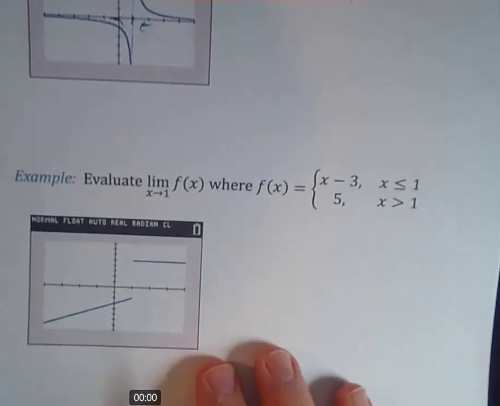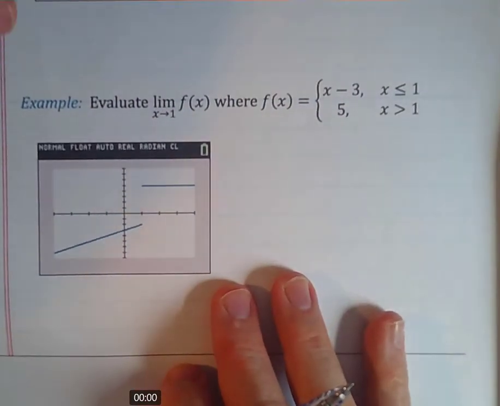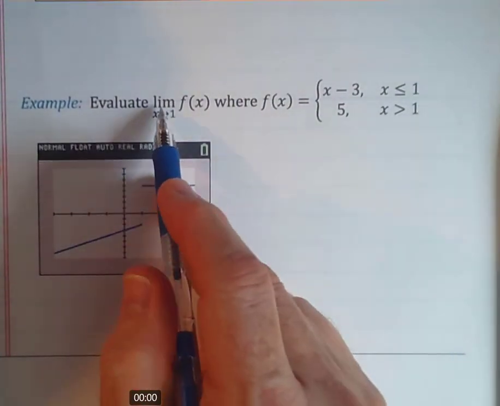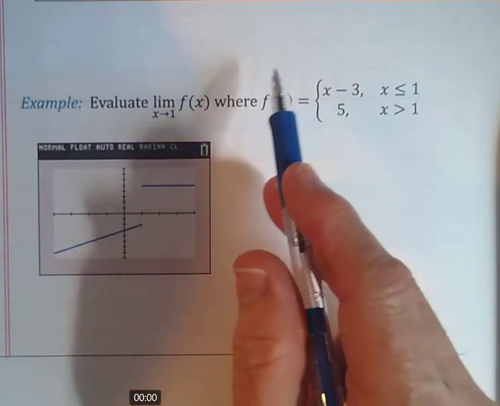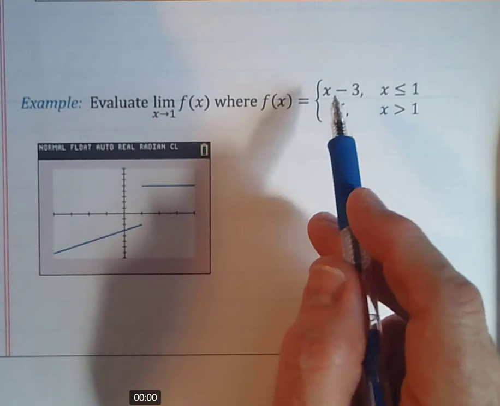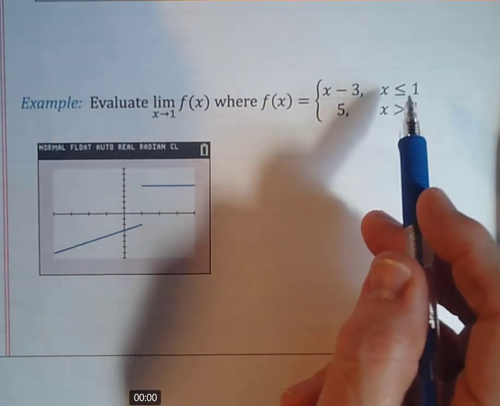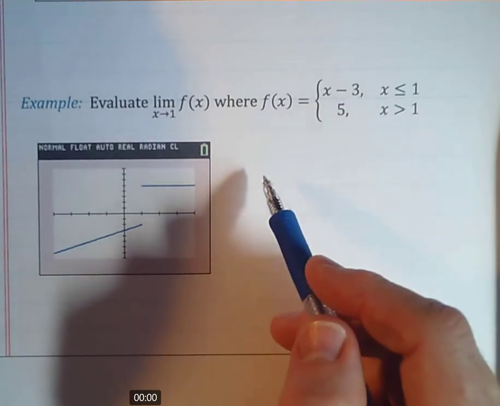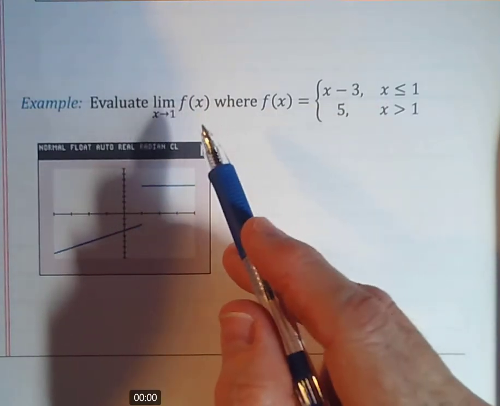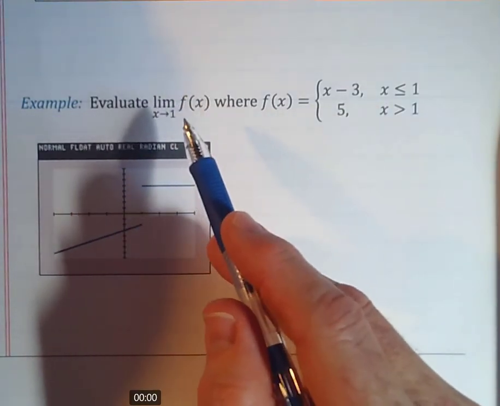Well, let's consider one more example. Here, we're going to evaluate the limit as x approaches 1 of f of x, and f of x is defined this way. It's defined to be x minus 3 if x is less than or equal to 1, and it's defined to be 5 if x is greater than 1. So let's see what happens when x approaches 1.